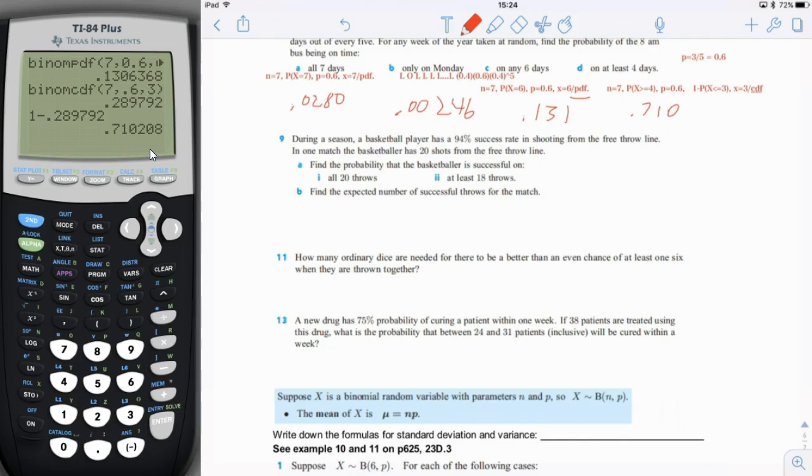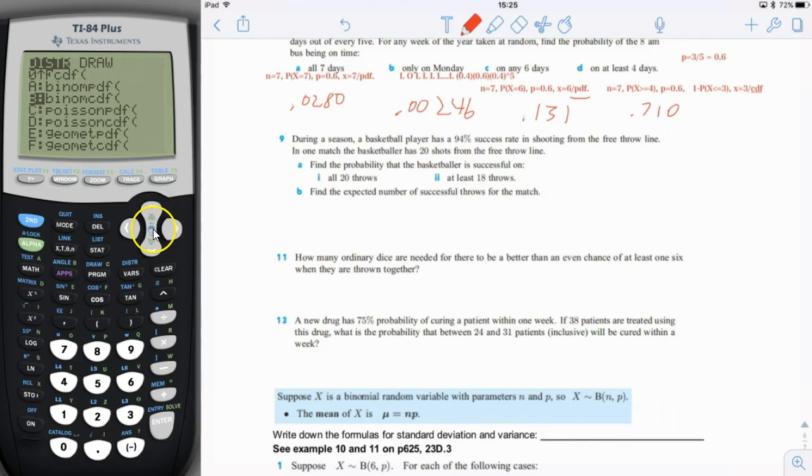Okay. Number 9. During a season, a basketball player has a 94% success rate in shooting from the free throw line. In one match, the basketballer has 20 shots from the free throw line. Find the probability that the basketballer is successful on all 20 throws and at least 18 throws. And find the expected number of successful throws for the match.